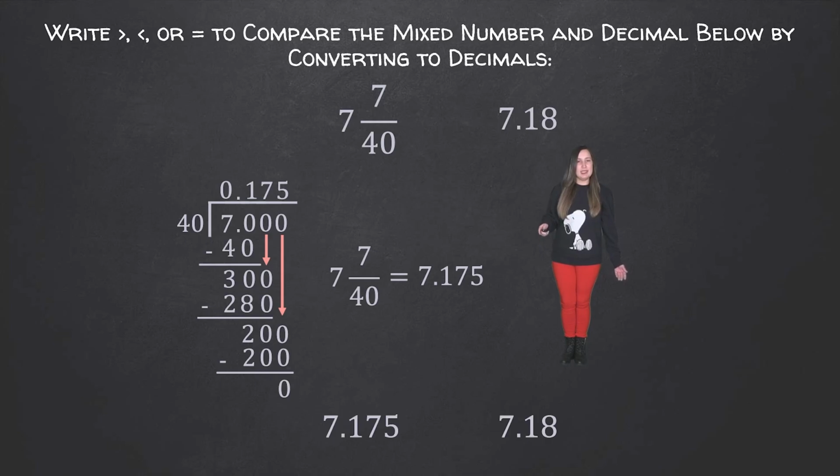And we're going to write 7 and 18 hundredths. Now, if we look at the ones place for both, they both have a 7. If we look at the tenths place, they both have a 1. But here, in the hundredths place, this one has a 7, but this one has an 8, meaning that 7 and 175 thousandths is less than 7 and 18 hundredths. And that's it.